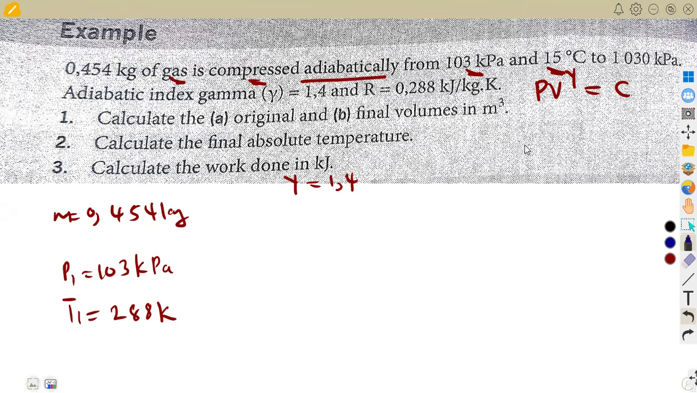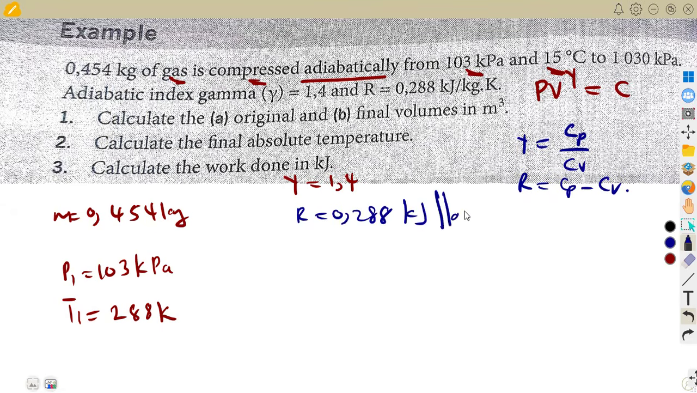Remember the relationship between gamma that we had before. I had a formula for this, C_P over C_V. Yes, that's it. Guys, now I'm tired, I can see. All right, and also R, which is equal to C_P minus C_V. Yes, this one. Then there we also have R, which is 0.288. Okay, so that was it.